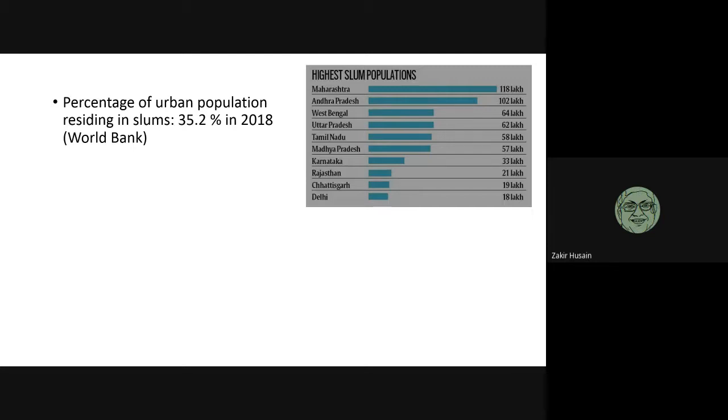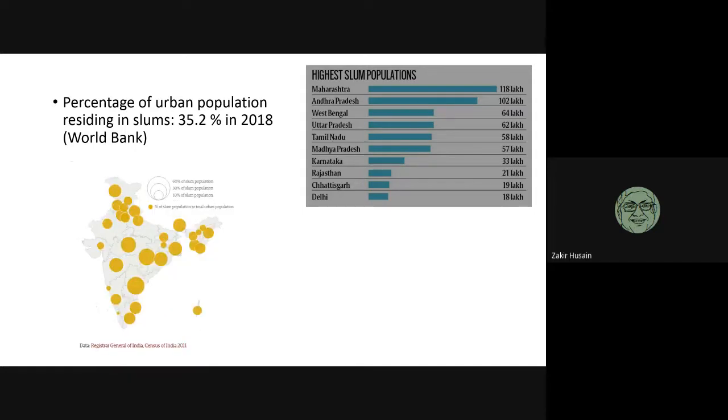When we talk about Maharashtra, what is the slum that comes up immediately? Dharavi. Dharavi, yeah. Has anyone seen Dharavi? Yes, sir. So then it is Andhra Pradesh. We are not too bad off, followed by UP, Tamil Nadu, Madhya Pradesh. Delhi also has got a very high slum population.